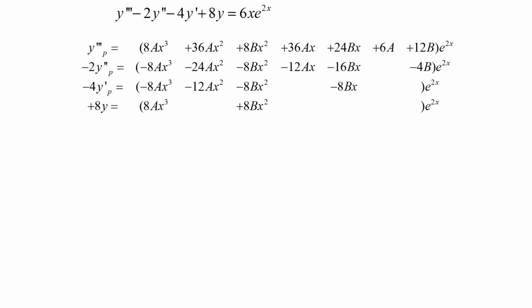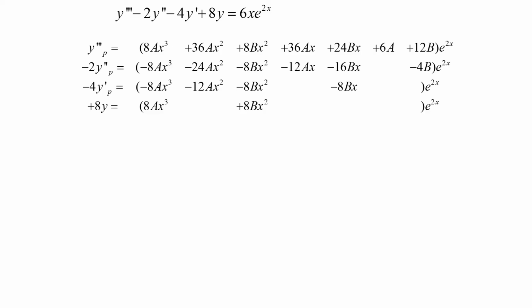Right? So if I take my differential equation, I have y triple prime. So that was 8ax cubed plus 36ax squared plus 8bx squared plus 36ax plus 24bx plus 6a plus 12b, and all of those terms were multiplied by e to the 2x. I do minus 2y double prime, so I'll go ahead and multiply that by what we had for the second derivative. That'll give us negative 8ax cubed minus 24ax squared minus 8bx squared minus 12ax minus 16bx minus 4b, again all times e to the 2x.